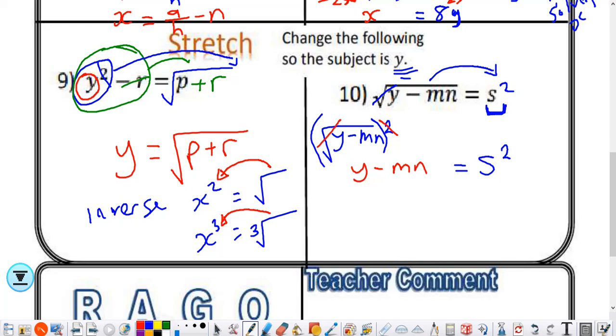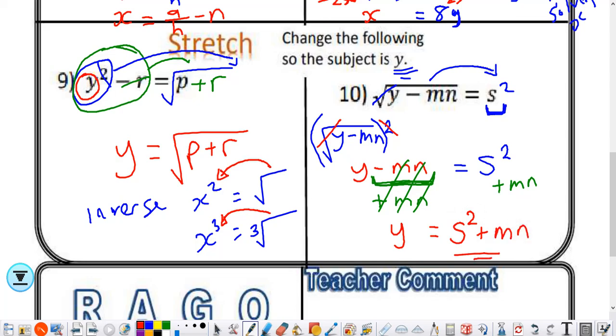Coming back to my left hand side of the equation, I now need to get rid of this piece. I can get rid of that in one go because the whole of m and n, whatever m and n is times together, is being subtracted from y. So I'm going to do the opposite, plus mn, which will cancel. Do that the same on the opposite side. Left hand side is going to leave me y. Right hand side, say what you see, s squared plus mn, and that's my solution.